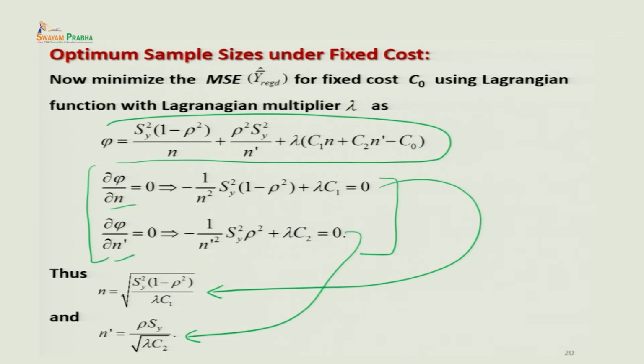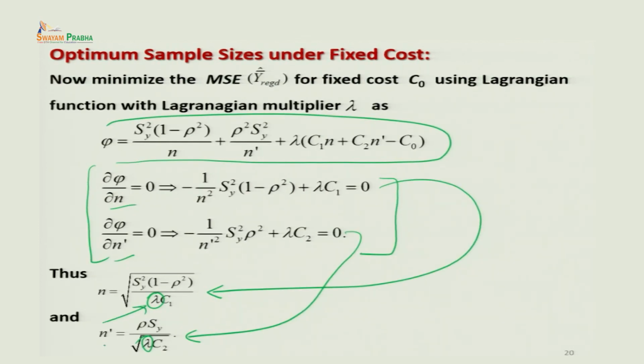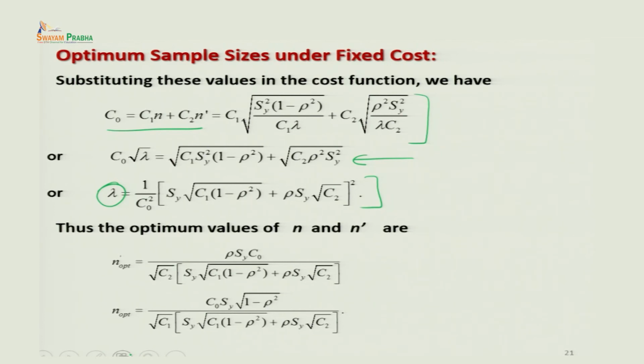Right. So now you have obtained the n, but this involves lambda. In order to find out this lambda, I substitute this value of n prime in the cost function like this, and I simply solve this equation, and this will give us the lambda value like this. Now I substitute this lambda value here and here, and then I obtain the optimum sample size of n prime and n like this.